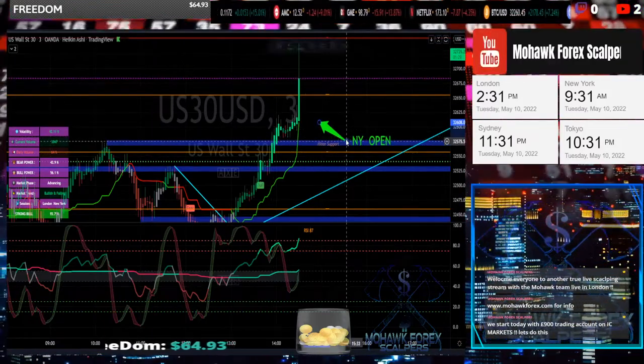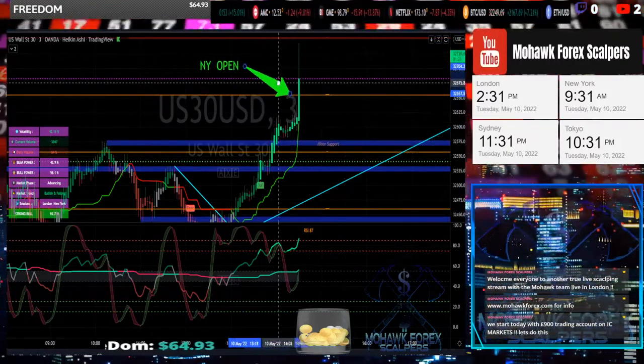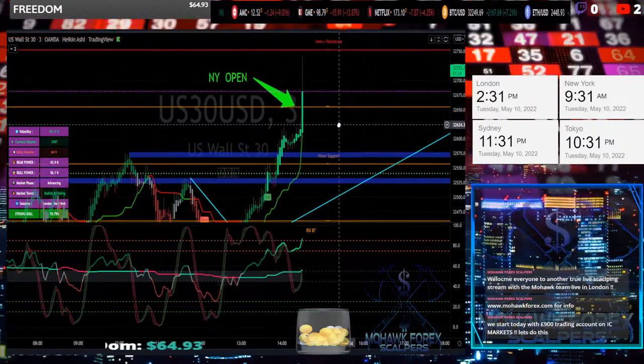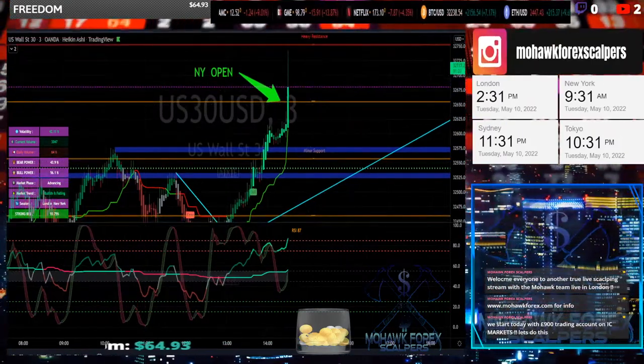Again, you want to be holding this if you can until stochastic is red. 20 seconds in, that is your price. That was easy. That was easy open this time.